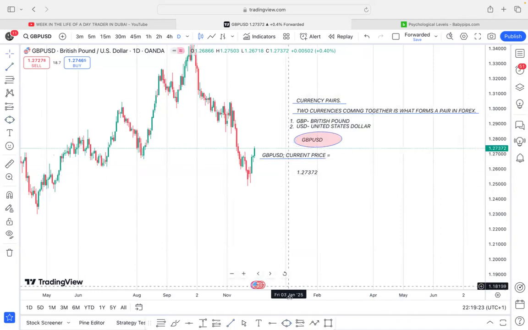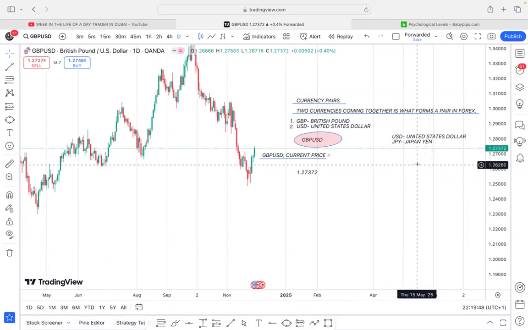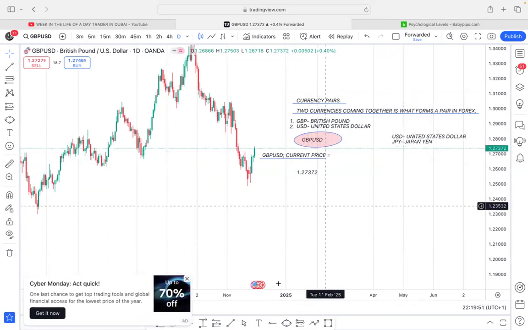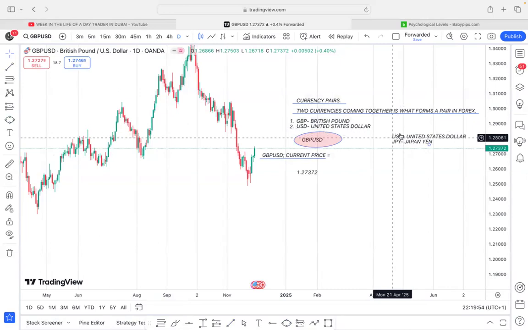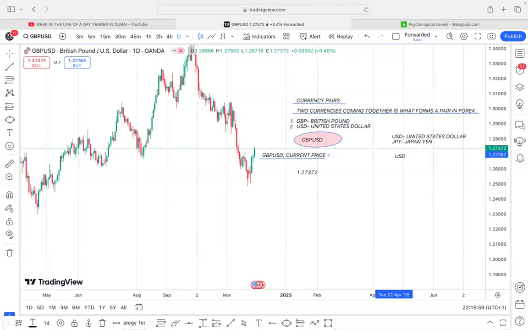Let me use another example. Let's say we have the US dollar, the USD, which stands for the United States dollar. We know that the currency that is spent in the US is the United States dollar, and then we have the JPY. JPY stands for Japanese yen, because the currency that is spent in Japan is yen. So when these two come together, US dollar and the JPY, we now have a pair called USD JPY.